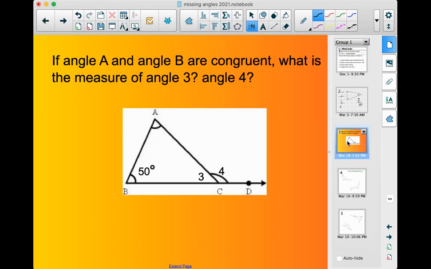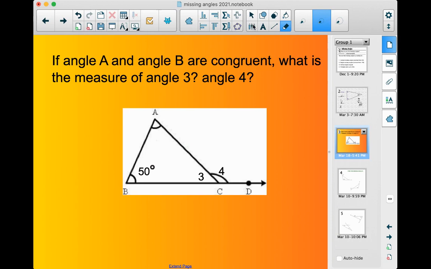All right, so let's look at an example where we have to use a couple of different ideas. So in this picture, it says angle A and angle B are congruent. So they are the same. And it wants me to find the measure of angle 3 and ultimately the measure of angle 4. So that's what I'm after.